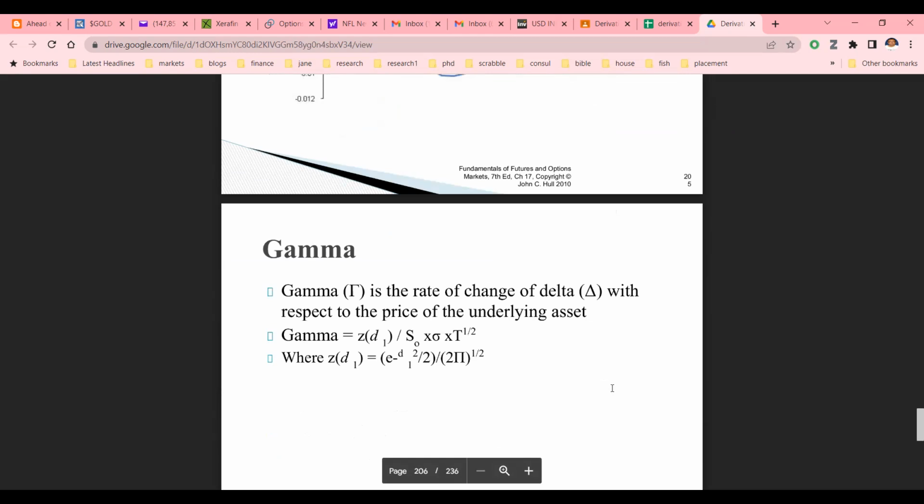Okay, gamma is another very useful tool, right? Gamma is the rate of change of delta with respect to the price of the underlying asset. Now, why is gamma useful? So typically when the underlying asset shows positive gamma, it is usually in an uptrend. Okay. So typically in an uptrend, you always have positive gamma happening.